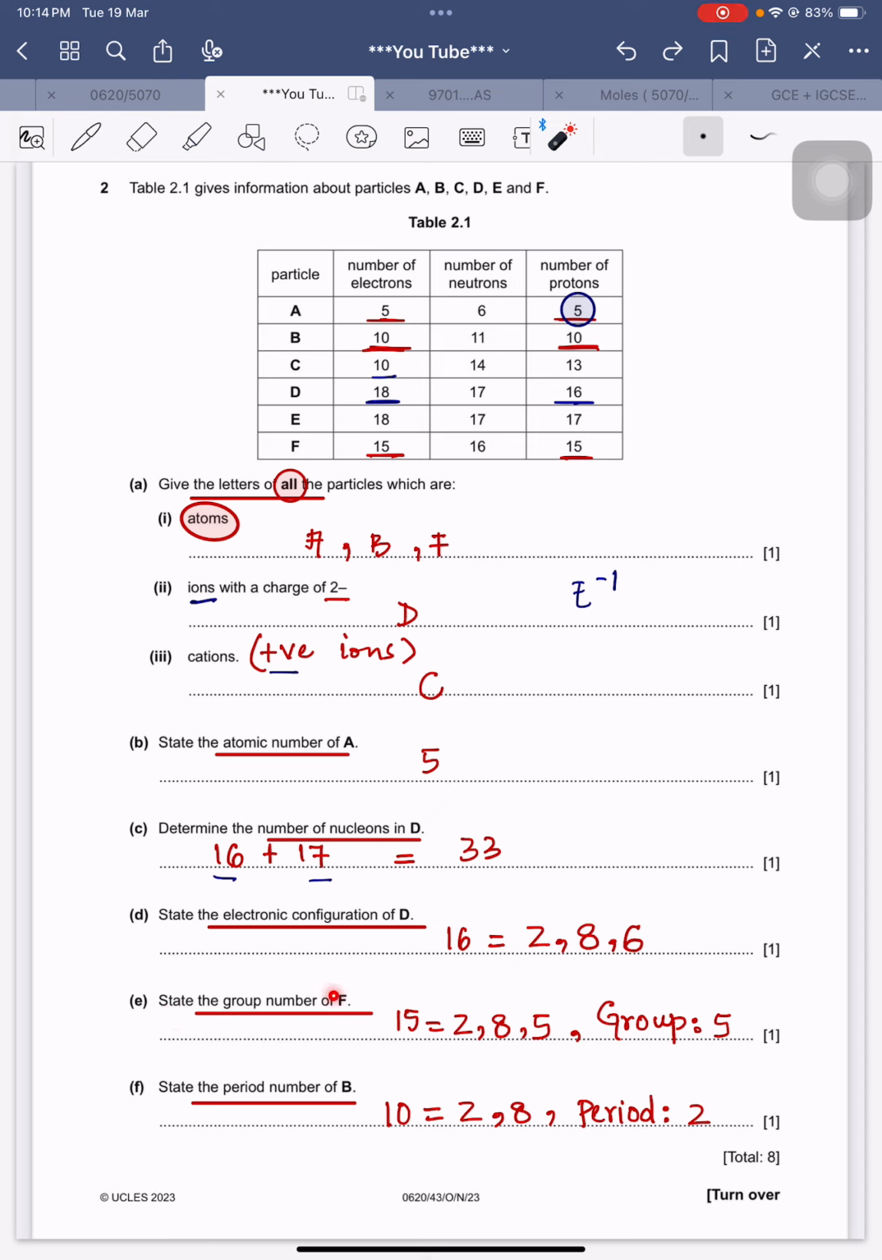State the group number of F. You can see F is 15. 15 is 2, 8, 5, so it is part of group number 5. Okay, whereas it is part of period number 3. What about the period of B? It is 10. Look at B. It is 10. 10 means 2, 8. How many total electronic shells are there? 2. So it is part of period number 2.